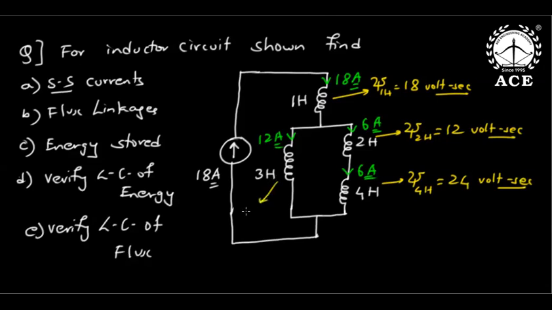Then flux linkage in 3 Henry. That is psi is Li, L is 3 into I 12, so 36 volt second. Now, why did the unit volt second come? Why is the unit for flux linkage volt second?